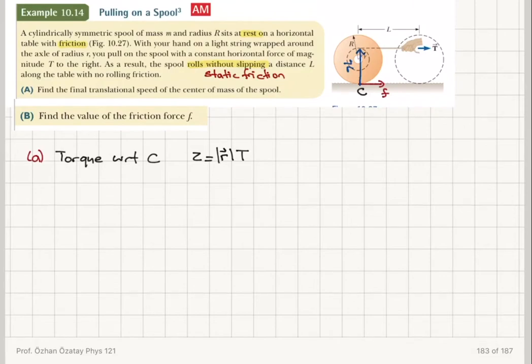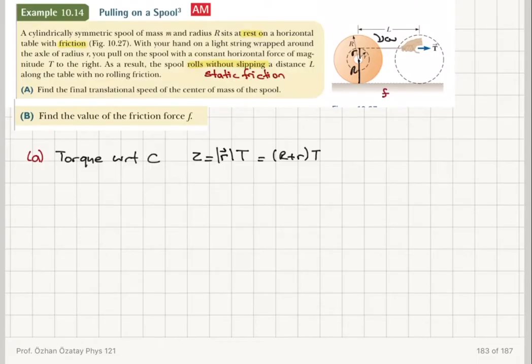So this torque is equal to the R vector magnitude times T. The angle between them is 90 degrees. And what is the R vector magnitude here? It is capital R plus small r. So let me think about this clearly here. What is this distance? It is capital R plus small r, right? So it is capital R plus small r times T.